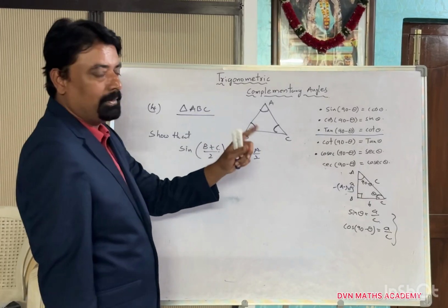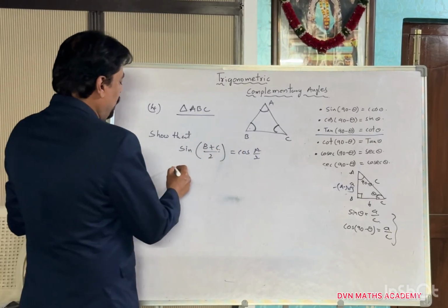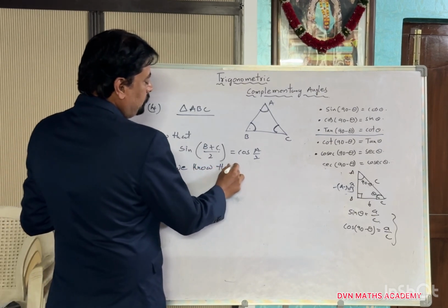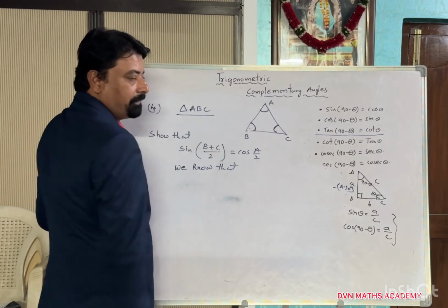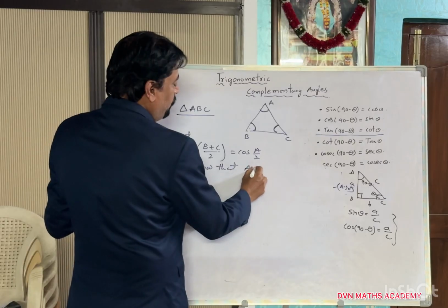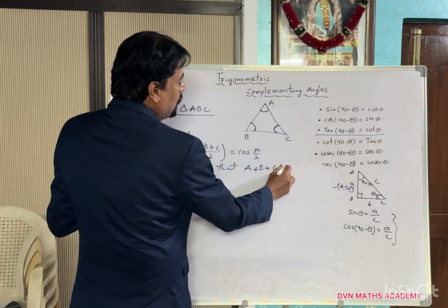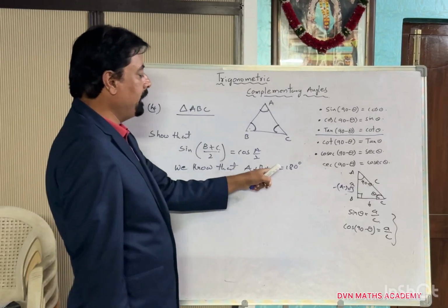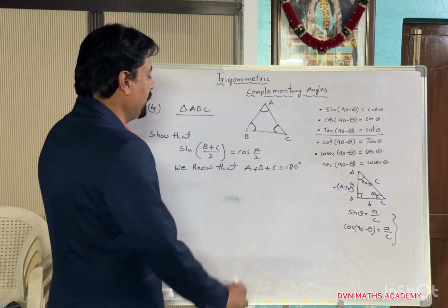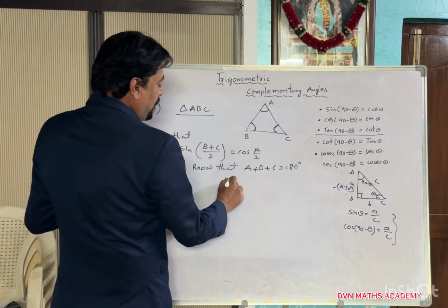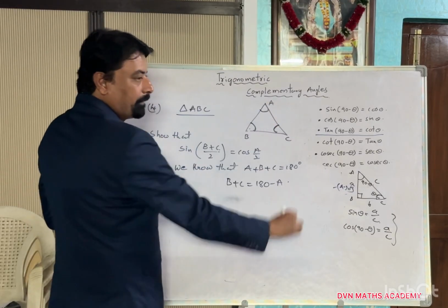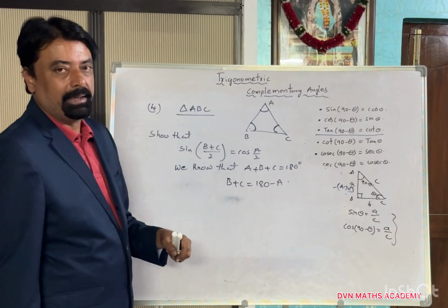By seeing that question only, we know that the sum of three interior angles of a triangle is 180 degrees. Therefore, A plus B plus C is equal to 180 degrees. Here I am going to start my question. The sum of three interior angles of a triangle is 180 degrees. From this statement, I can write B plus C is equal to 180 minus A.